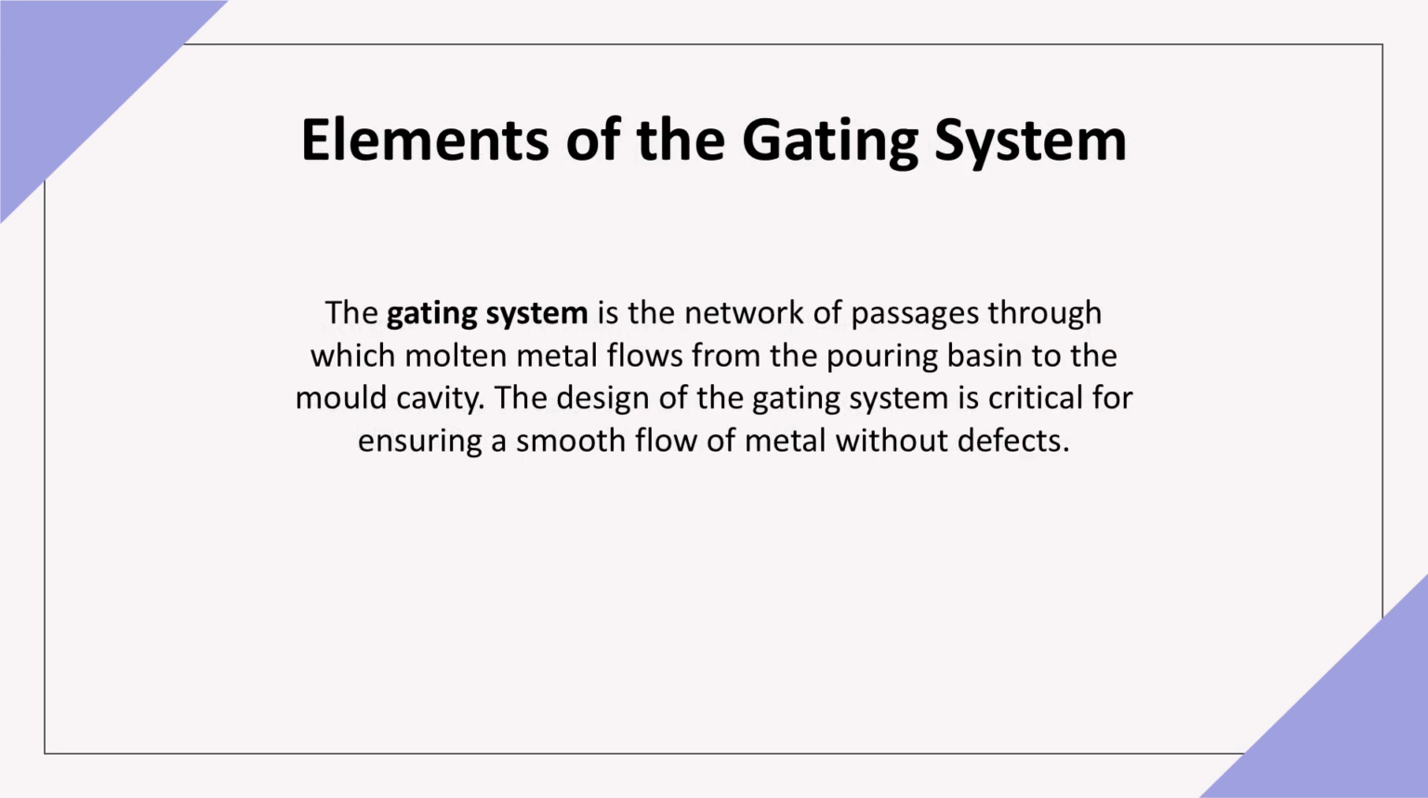The gating system is a network of passages through which molten metal flows from the pouring basin into the mold cavity. A well-designed gating system ensures smooth metal flow, preventing defects.